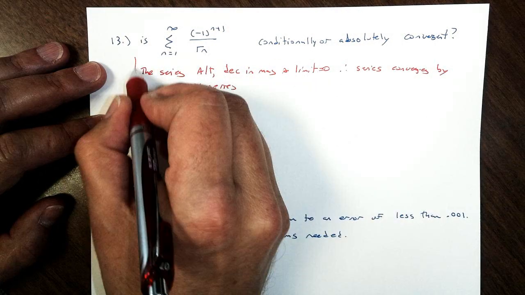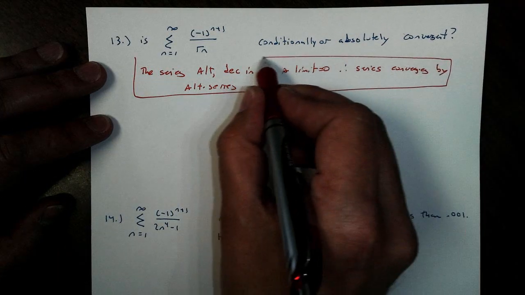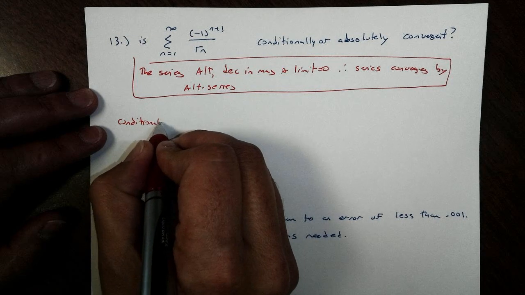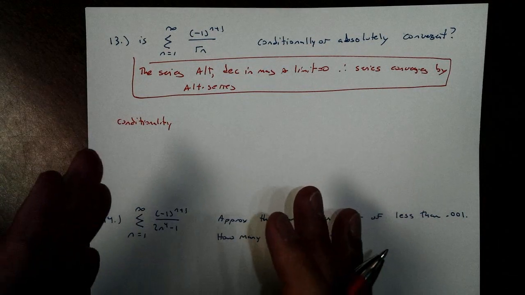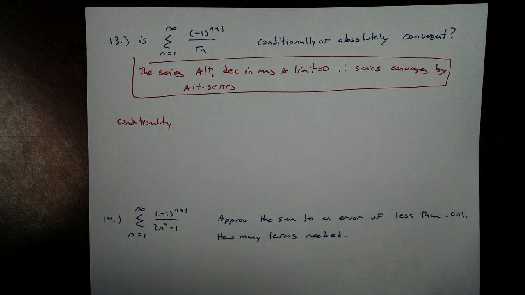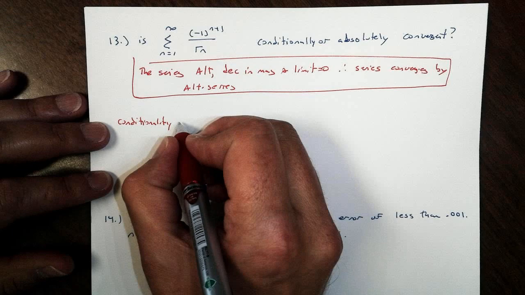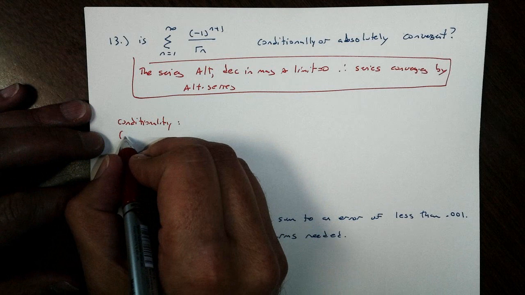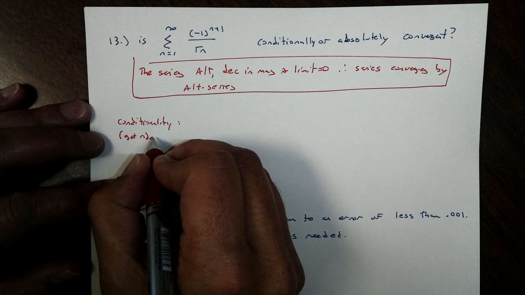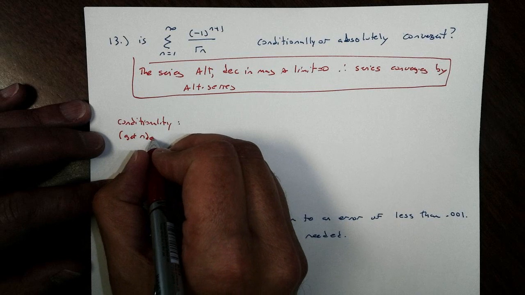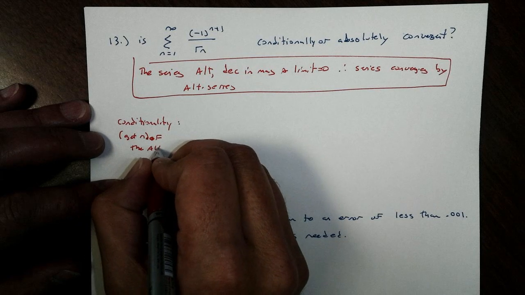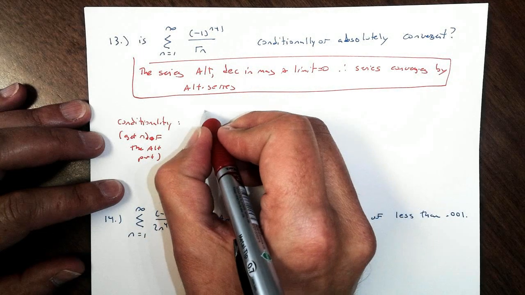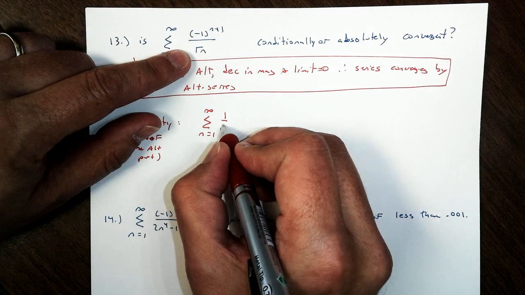Alright, so we already know that the series will converge if it alternates. So now we're going to talk about the conditionality of this. The conditionality says, okay, I know it converges if it alternates, but what if it was just one sign, positive or negative? So now we test the absolute value. Basically, for conditionality, we are just going to get rid of the alternating part. So my new one will be n equals 1 to infinity, and if I get rid of this, this becomes 1 over the square root of n.